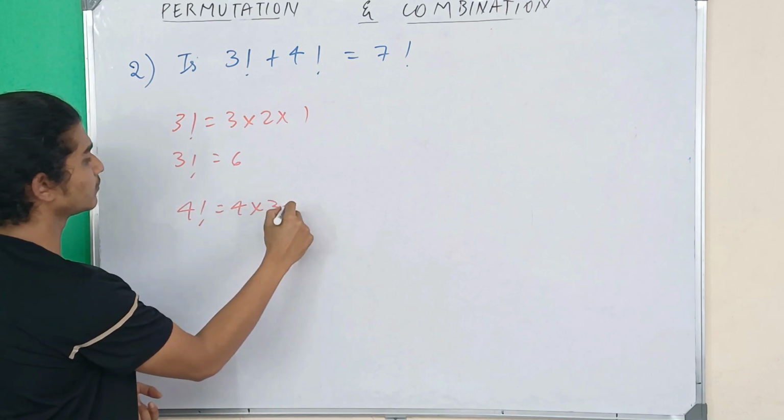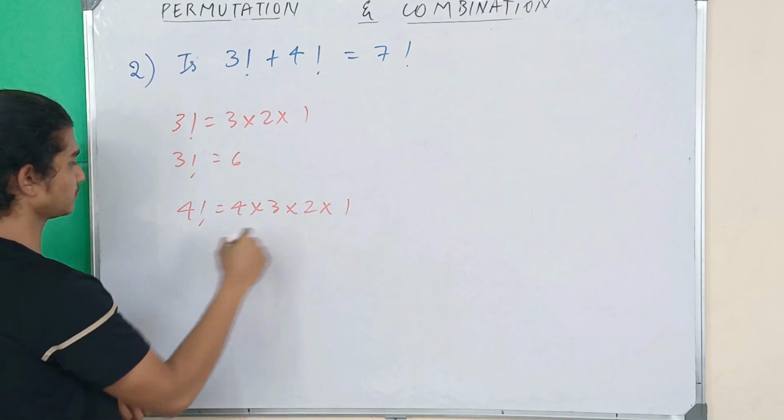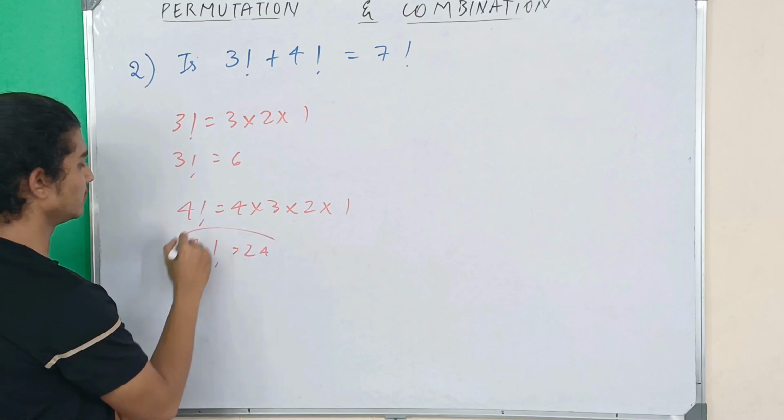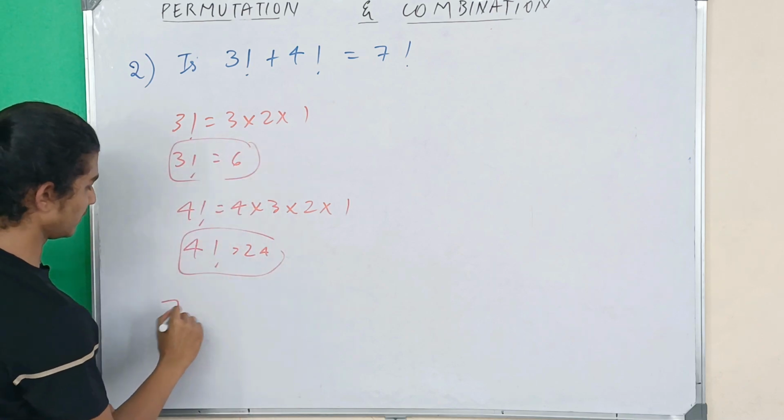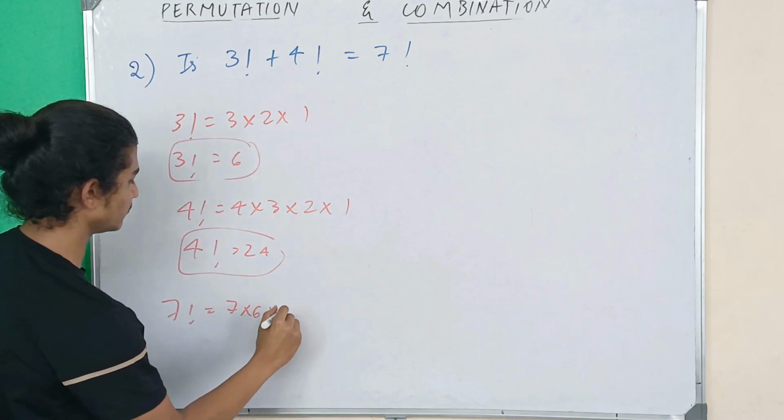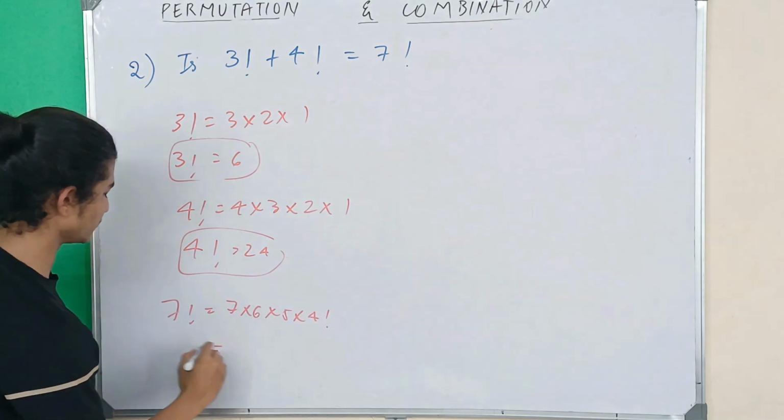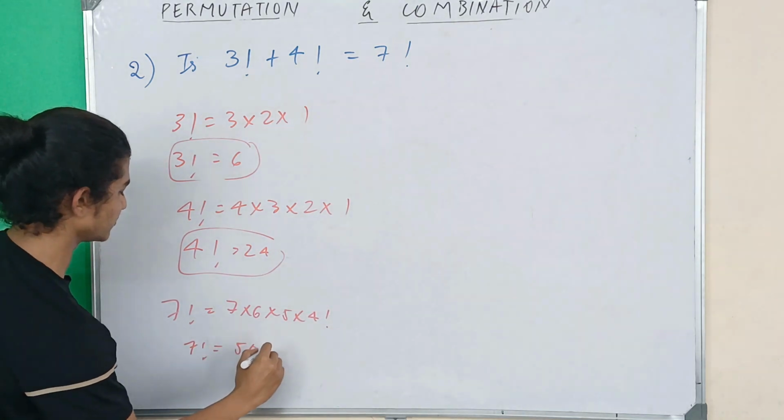4 into 3 into 2 into 1. So 4 factorial is 24. And what is 7 factorial? 7 factorial is 7 into 6 into 5 into 4 factorial. So if you solve this, you're going to get 5040 as your answer.